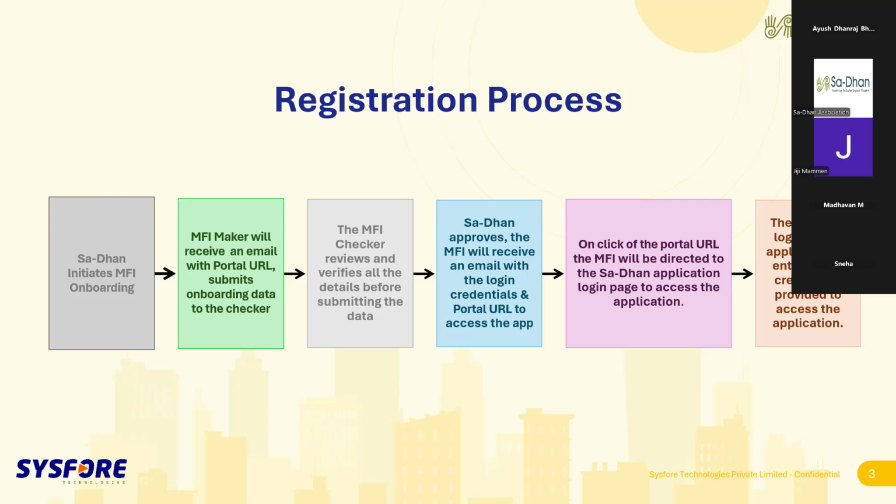The checker shall review all the data submitted by the maker and then submit it to the Sa-Dhan team. Post the submission of the registration form, Sa-Dhan shall approve the registration. Following the approval, the MFI will receive an email containing the login credentials and the portal URL to access the application. Upon clicking the portal URL link, they will be directed to the application login screen where they can enter their credentials. So this is the overview of the process.